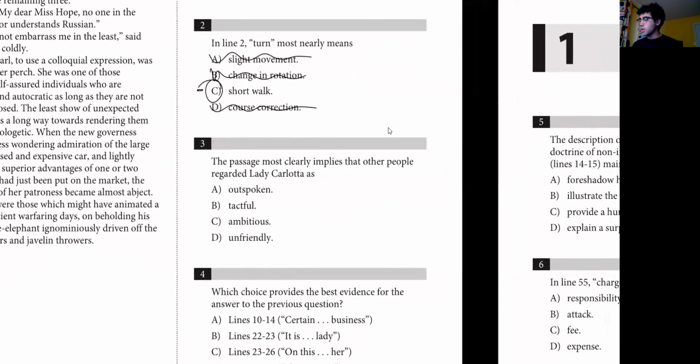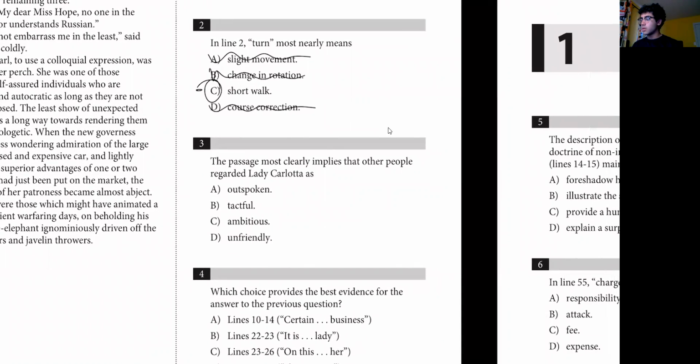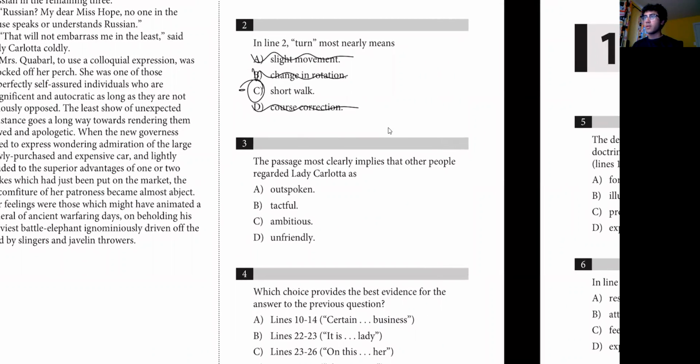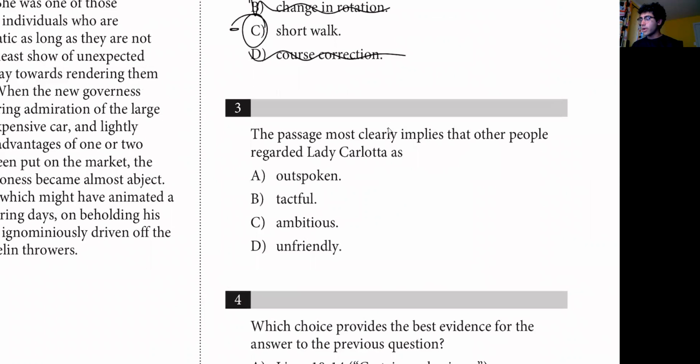The passage most clearly implies that other people regarded Lady Carlotta as what? One of the things that I've outlined is that she was very outspoken. What does outspoken mean? Outspoken means that you're very frank, you're very upfront with someone. You're very explicit as to how someone is or your thoughts on a specific situation, even if it's controversial.